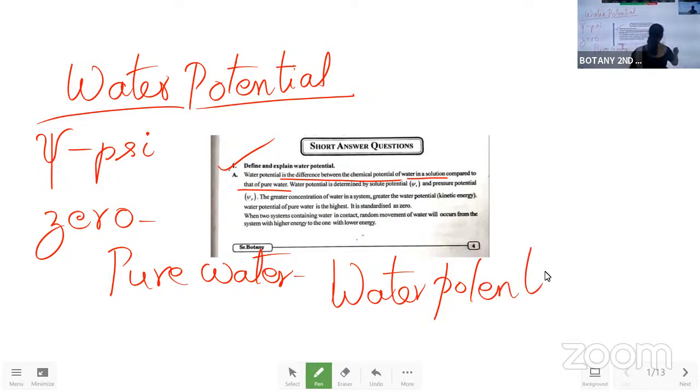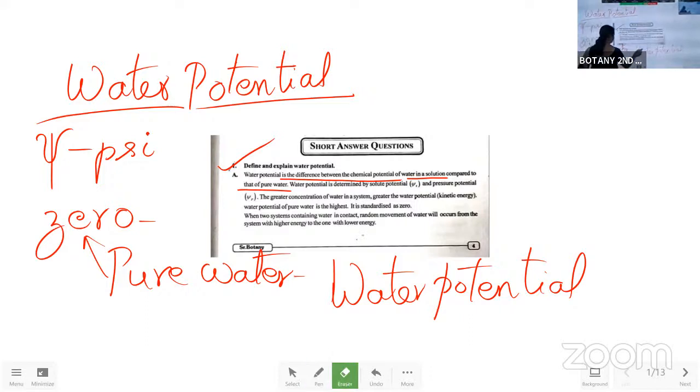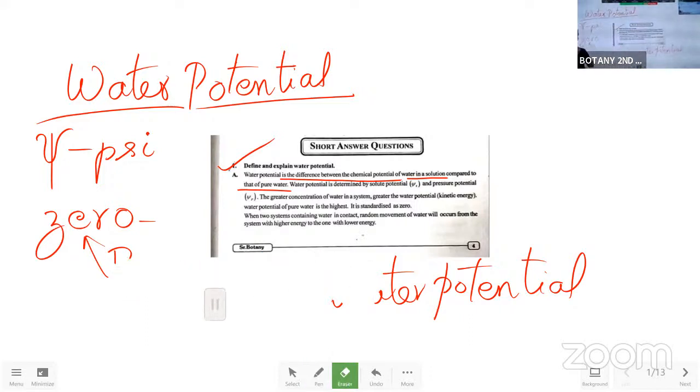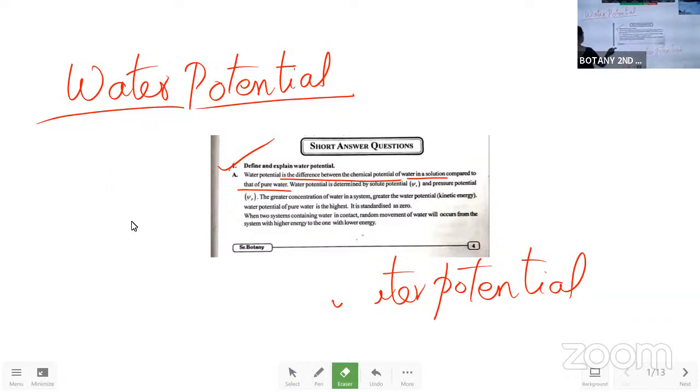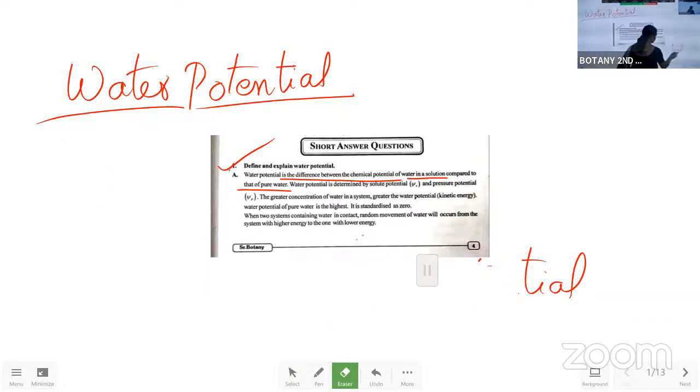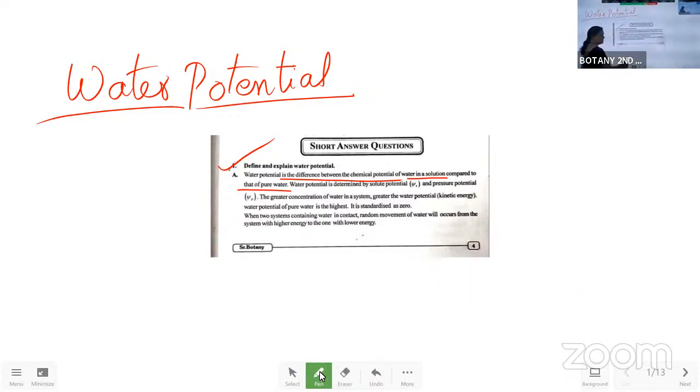Pure water potential is 0. This is the greatest value we can say for water potential itself. Water potential is determined by two components: the solute potential and the pressure potential. When we say a solution, it is made up of solute molecules, isn't it? So how much solute is there, and what is the pressure applied for them to dissolve? That is the complete water potential.